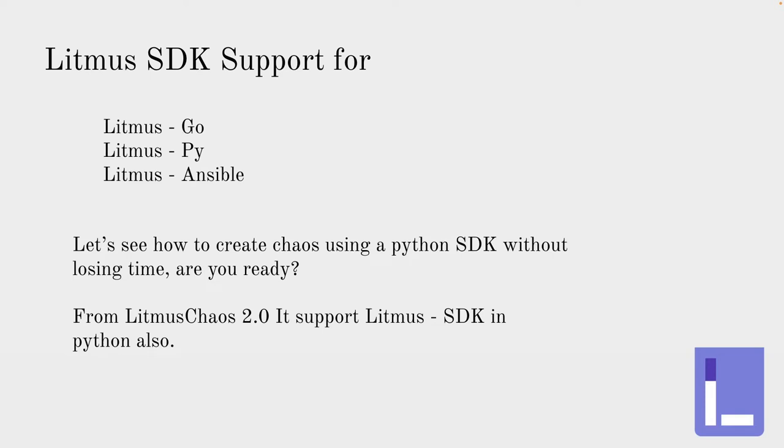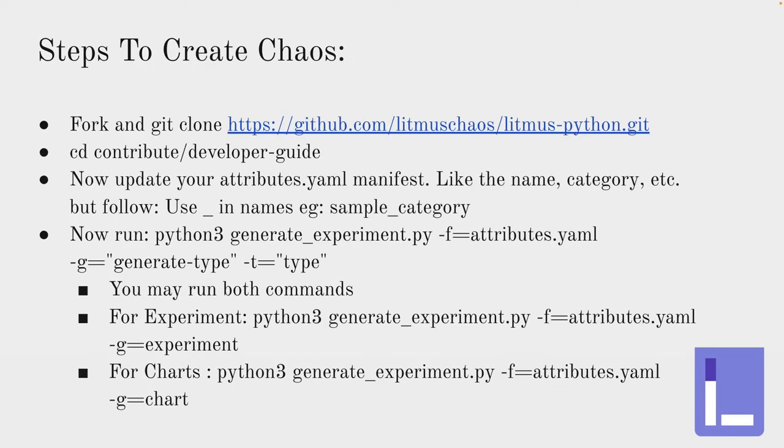Litmus SDK provides a Git repository in three different languages: Go, Python, and Ansible. In today's talk, we will be mostly talking about the Litmus Python SDK. Litmus started supporting the Litmus Python SDK from 0.0. Now there are a number of steps we have to follow to generate the abstracted scaffolding. We will discuss how to generate it, what the components are, and which component is used where. Then we will build it and test it locally, and we will also run the experiment using the chaos center, which is the Litmus chaos portal.